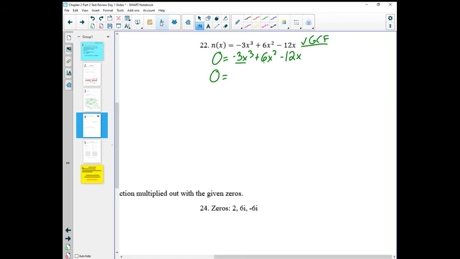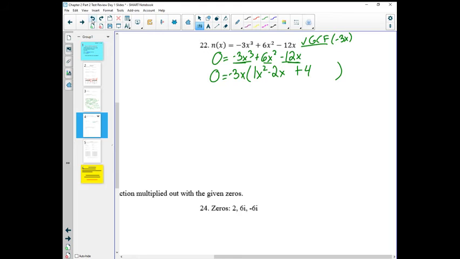The GCF over here, all 3 terms are divisible by negative 3, and they also have an x in common. So negative 3x is our GCF. Negative 3x cubed divided by negative 3x is positive 1x squared. 6x squared divided by negative 3x is negative 2x. Negative 12x divided by negative 3x is positive 4.